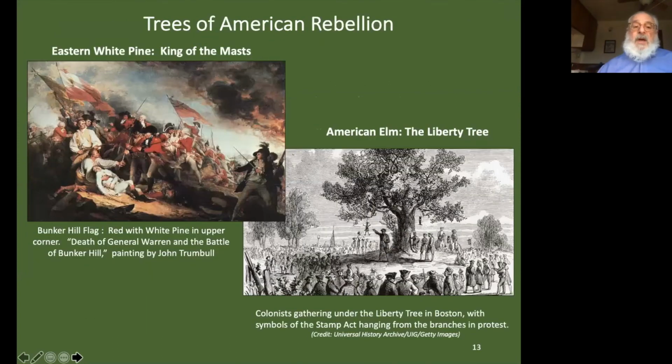Well, the trees played a role in the American Revolution in terms of spurring it on, and you can see that on the left, the Bunker Hill flag, it's a little bit hard to see perhaps, has a white pine in the upper left corner against the white background. And of course, we have the American elm, the Liberty Tree in Boston, where this is, I believe, the protest against the Stamp Act, where they hung the governor in effigy. And so the trees were important in the American Revolution.